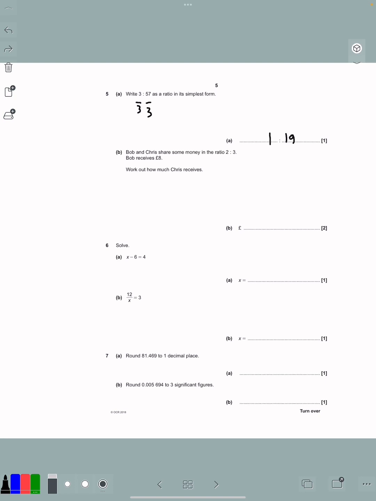Bob and Chris share some money in the ratio 2 to 3. Bob receives £8. Work out how much Chris receives. Bob receives 8. Chris receives 1.5 times 8, which is 12. Add 6 to both sides. X is 10. 12 over 3 equals x. X would be 4.